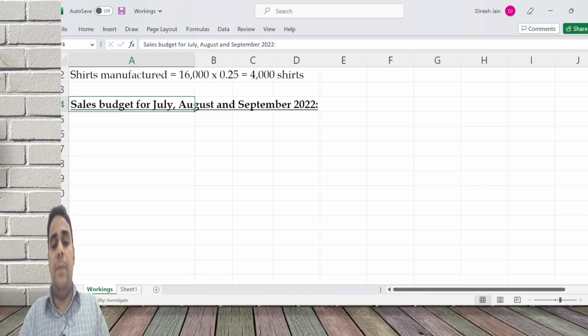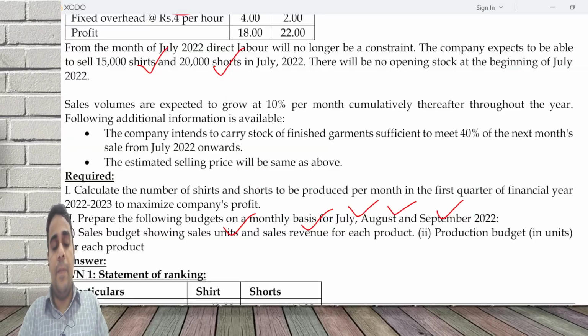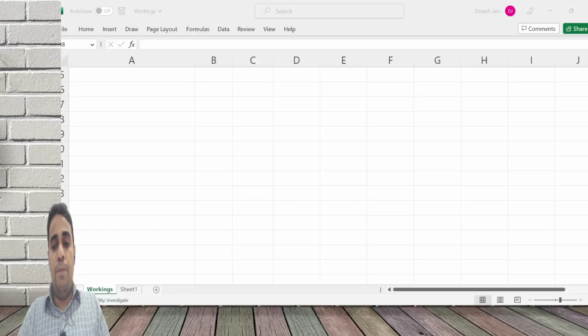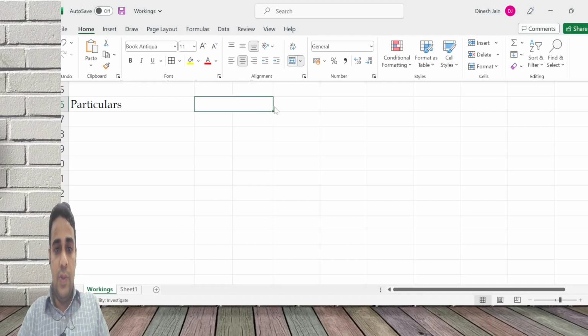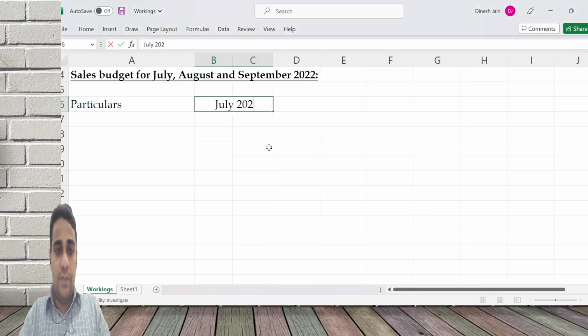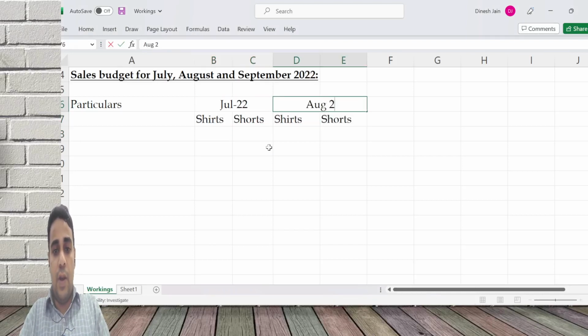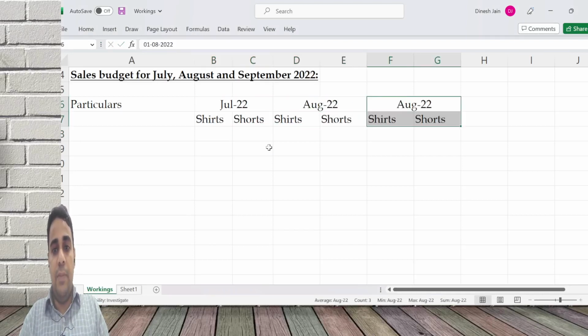Sales budget for 3 months. We'll do it product wise. They've asked for each product. Particulars: July will have 2 subcolumns, shirts and shorts. August will have two subcolumns, and September will have two subcolumns.